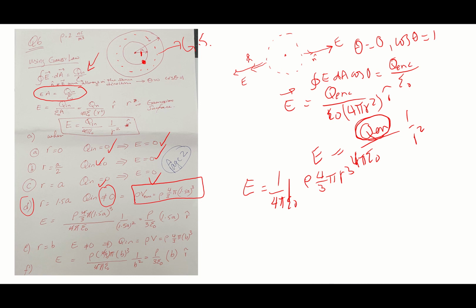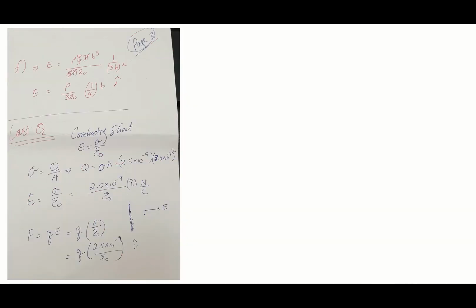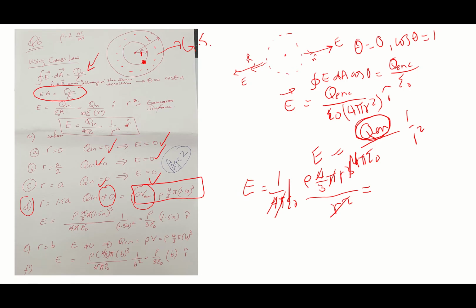That's rho times V, because Q enclosed is equal to rho times V enclosed, divided by r squared. If you cancel, these will cancel with each other, and 2 of these will cancel, and then I have my general formula for E. The general formula for E for parts D, E, and F will be rho divided by 3 epsilon naught, and then I have r, because 2 of these will cancel with 2 of these. So that's this equation right here.